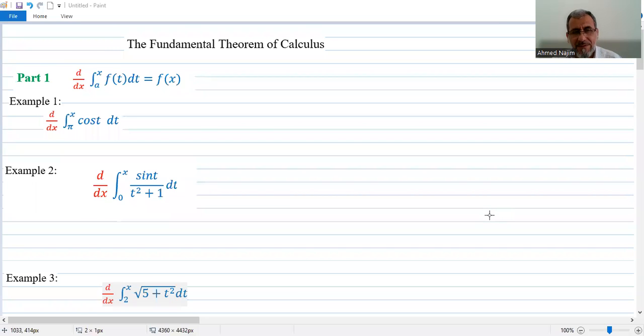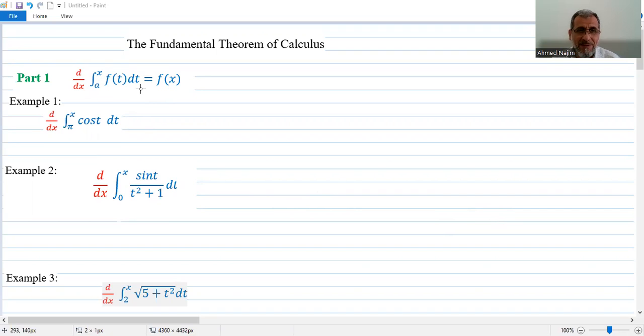Bismillah ar-Rahman ar-Rahim. In this video, I'm going to solve some examples related to the fundamental theorem of calculus. I divided it into three parts. First part: d/dx of the integral from a to x, only x, of f of t dt equals f of x.